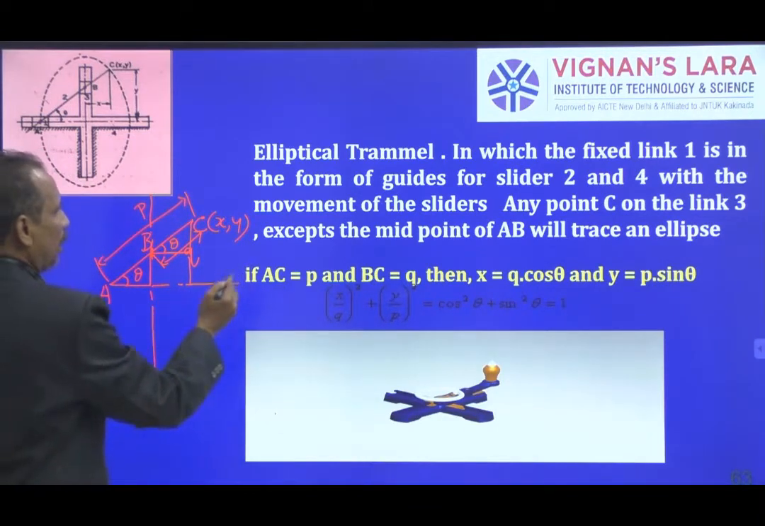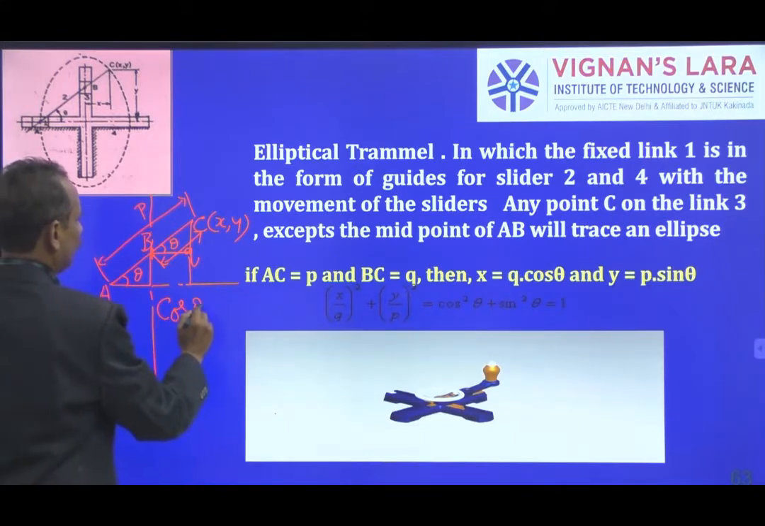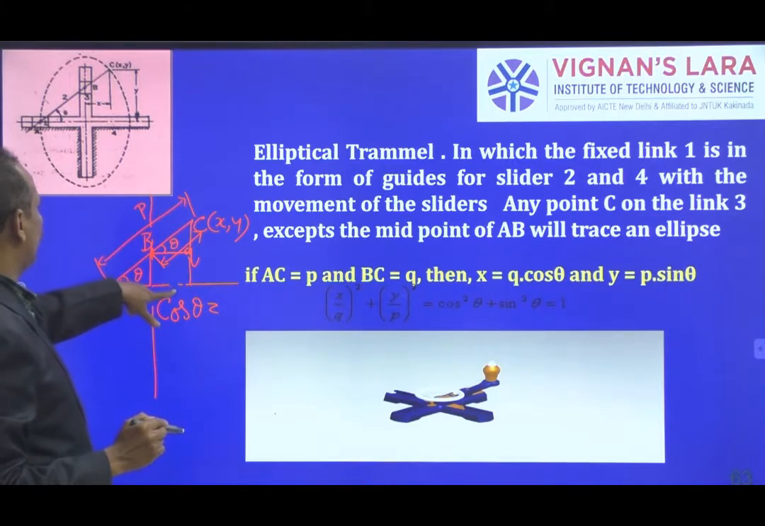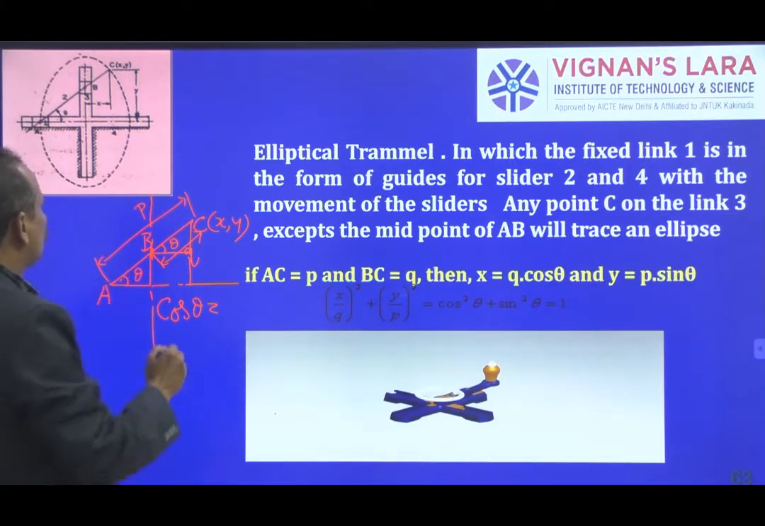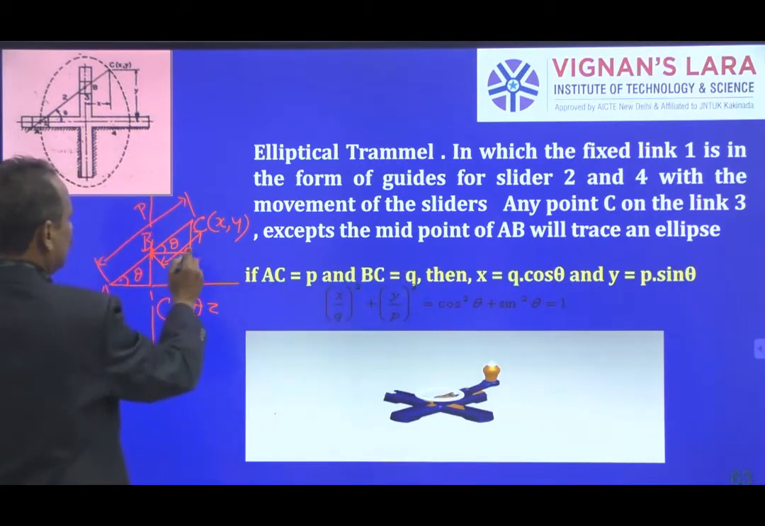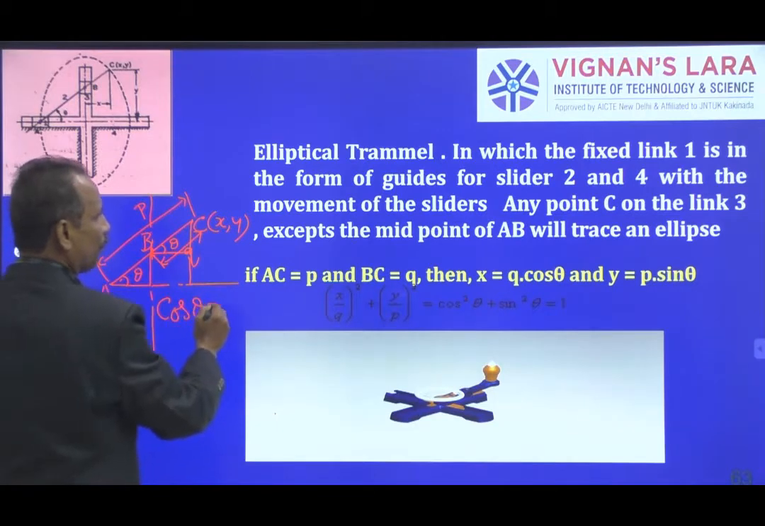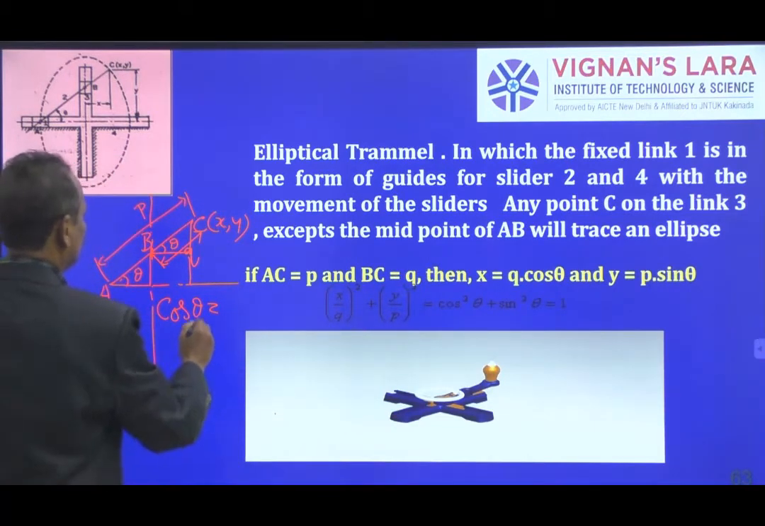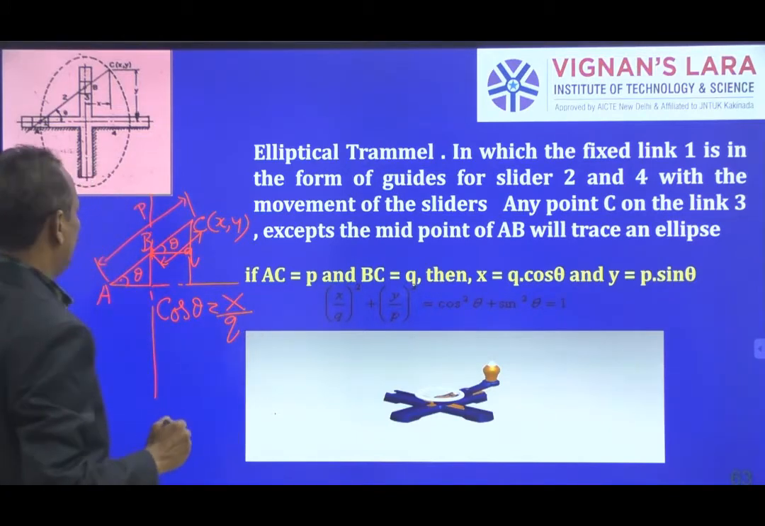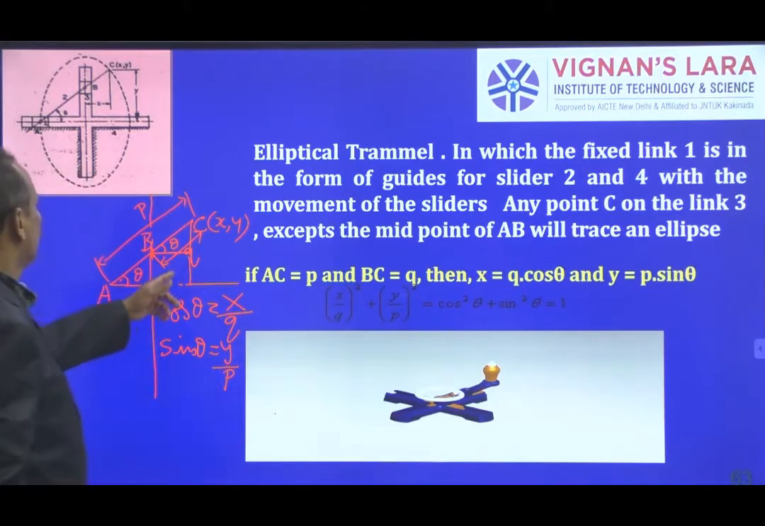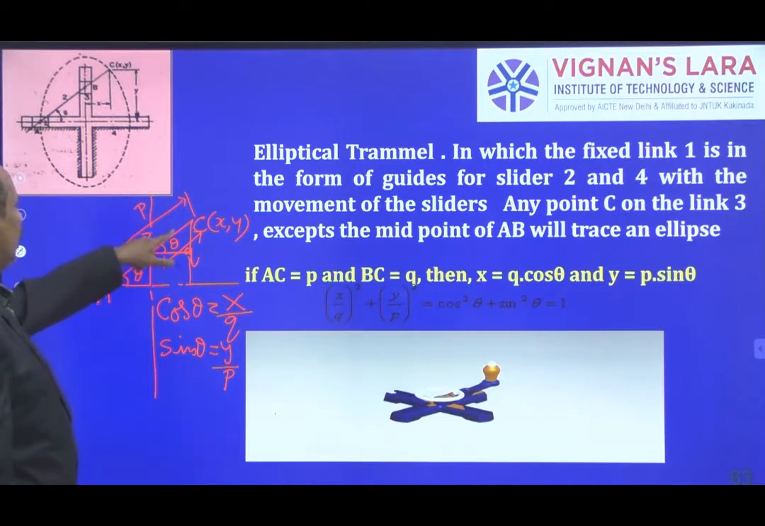How can we write this? Cos theta can be written using the x coordinate, which is q, so x by q is cos theta. The y coordinate is P sin theta, and sin theta is y by P. So you can see that sin theta is this y coordinate by P.